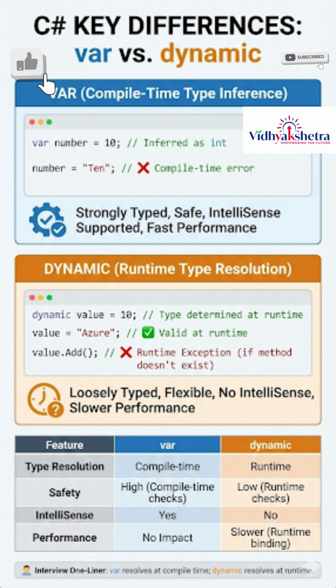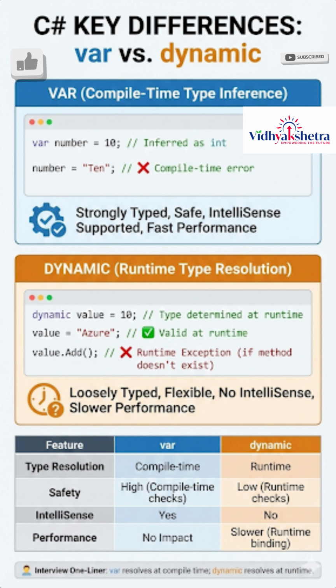When you use var, the compiler determines the data type at compile time. The type is inferred once, and then becomes fixed and strongly typed. In this example, the compiler infers x as an int. Even though we didn't write int, the variable is still strongly typed.